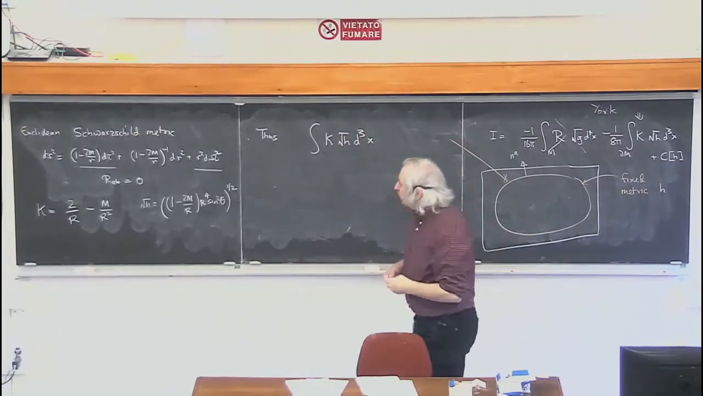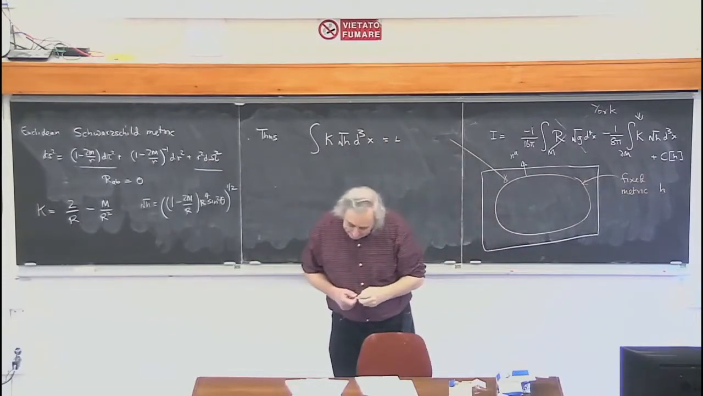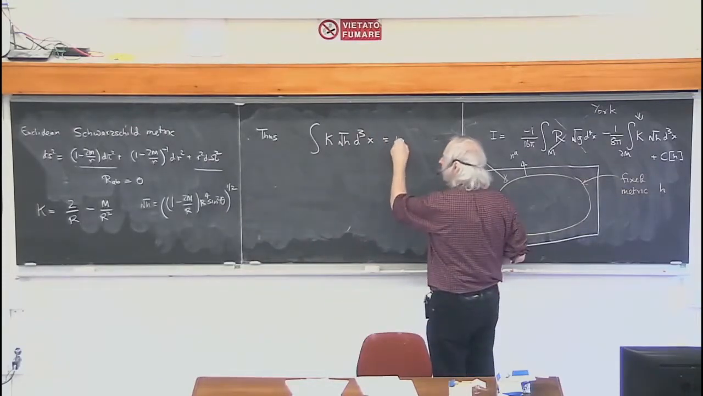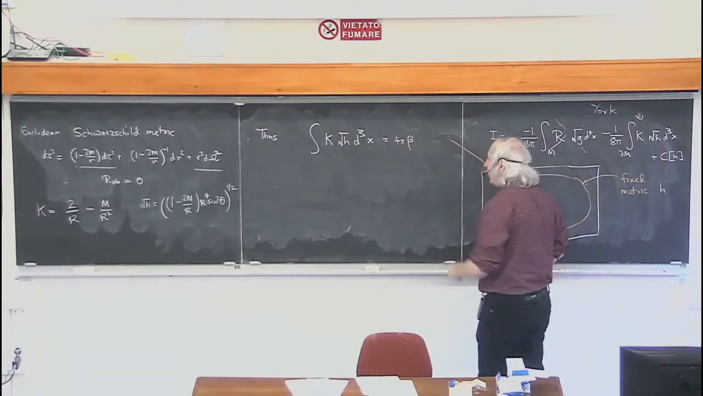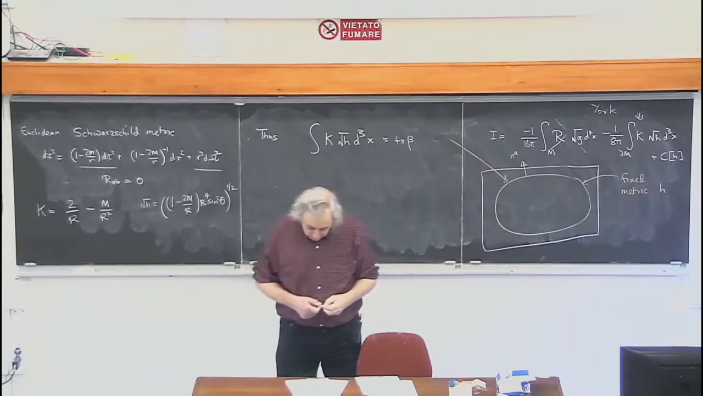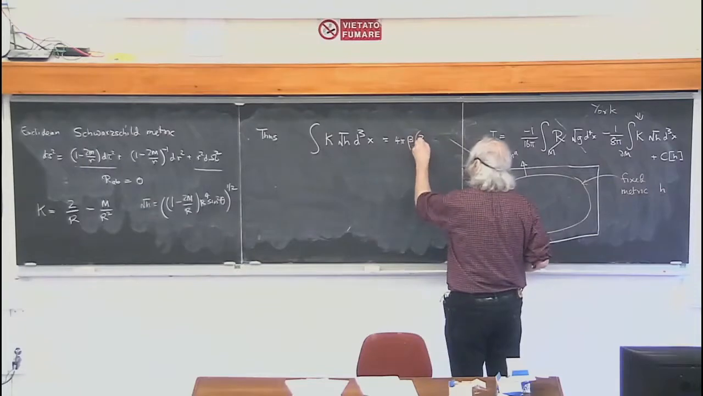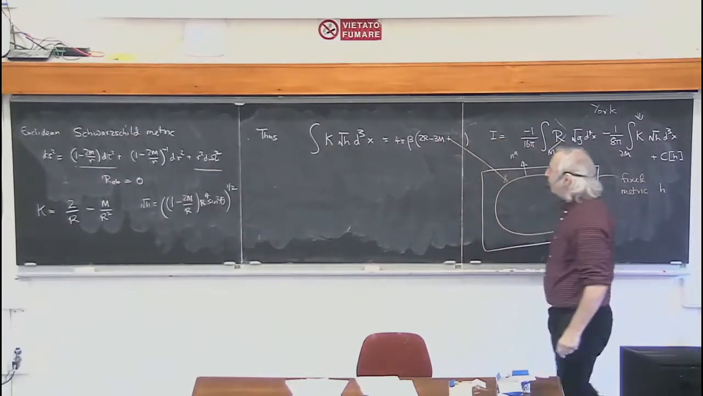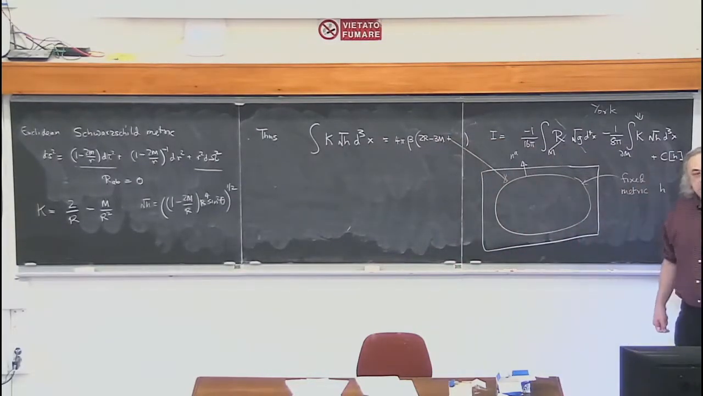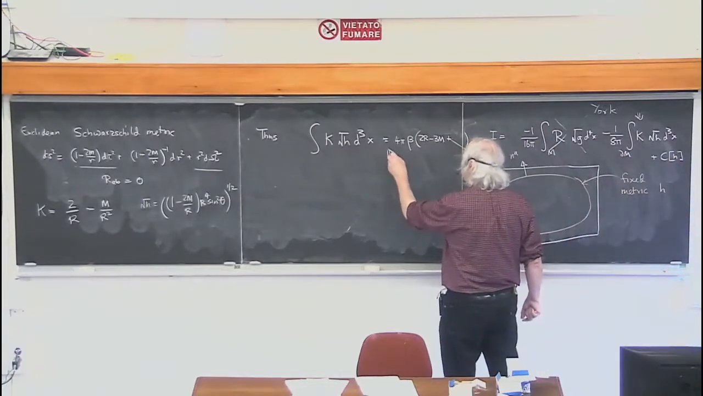This thing will be equal to approximately 4 pi times the periodicity, which we'll call beta, and then there will be a term which looks like 2r, and then there will be a minus 3m, plus stuff which dies off as r goes to infinity. So this integral is divergent as r goes to infinity.